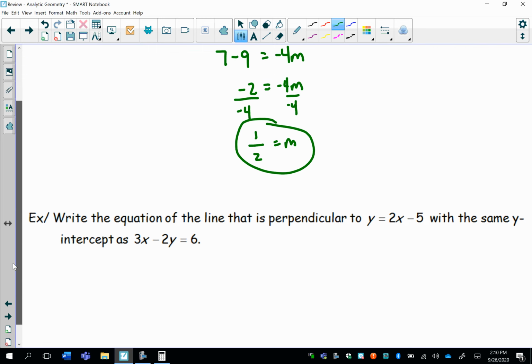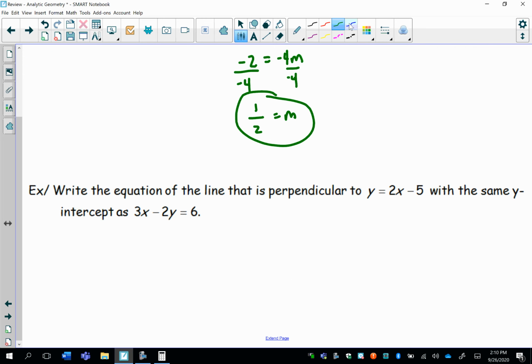Okay, let's write some more stuff about lines. Write the equation of a line that's perpendicular. Ooh, you know what that means? Opposite slope. So here's our slope. What's the perpendicular slope? 2 has to become 1/2. I'm going to flip it over. It was a positive, so now it's a negative. There's a perpendicular slope.